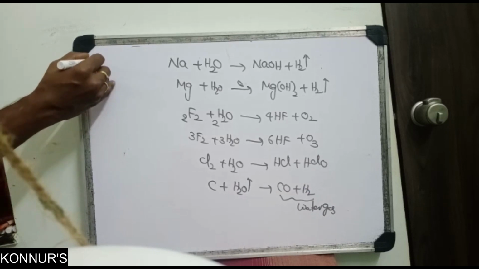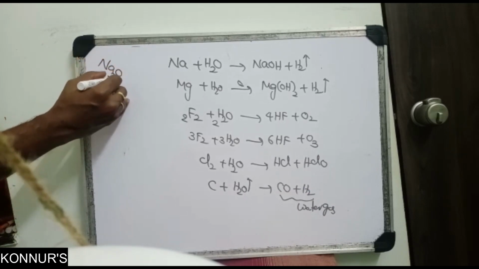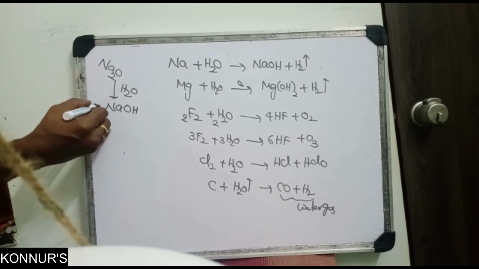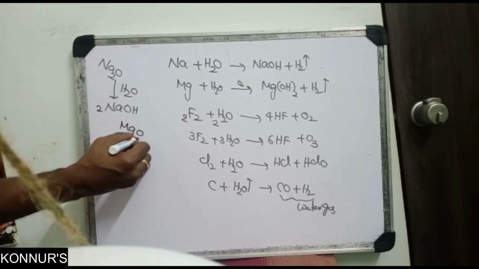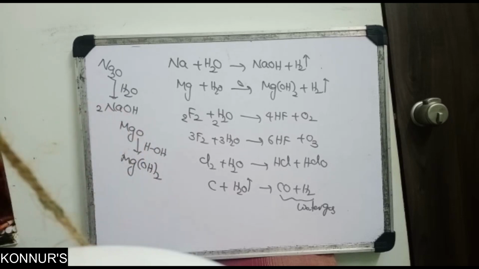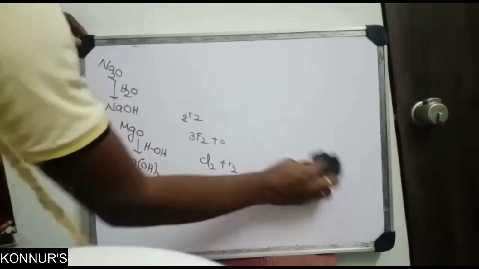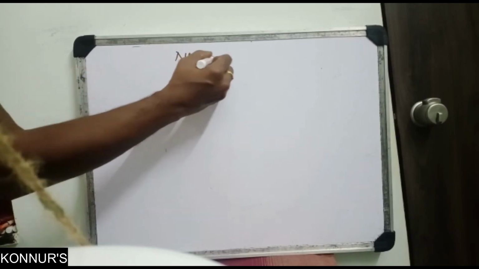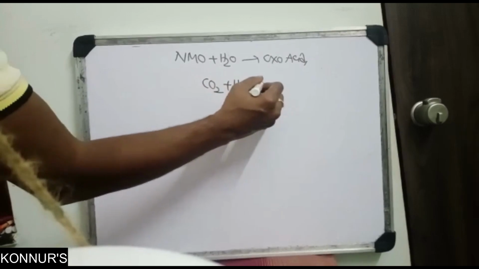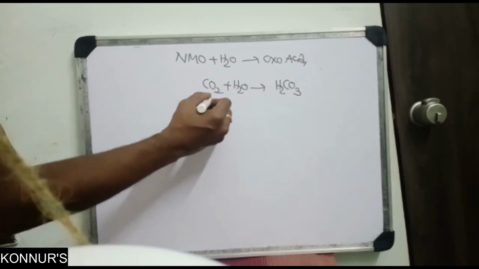Next, metal oxides react with water. Na2O gives NaOH. Next, MgO reacts with water and you get Mg(OH)2, so you get those bases. Now non-metal oxides react with water and you get oxo acids. So CO2 plus water gives H2CO3, carbonic acid.